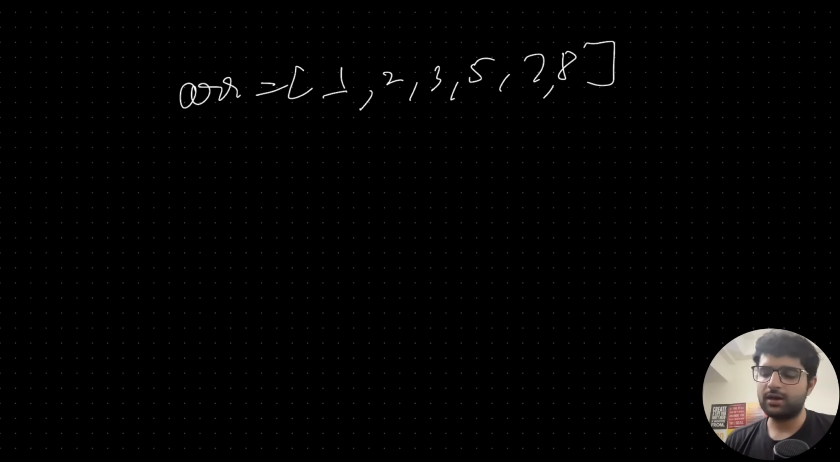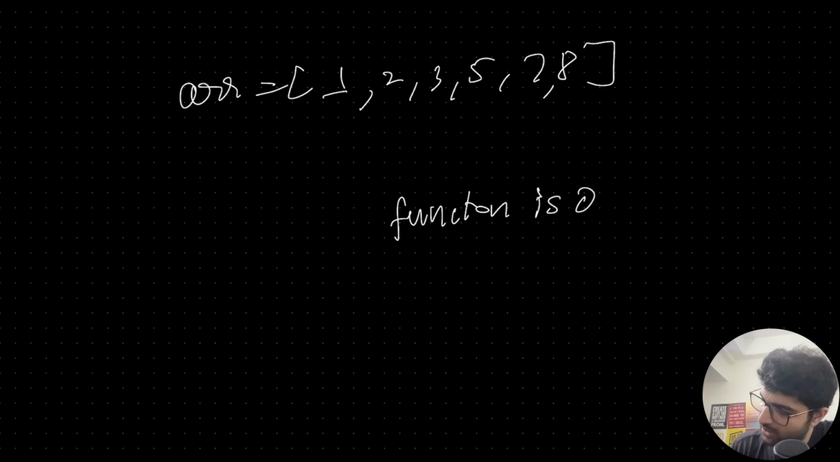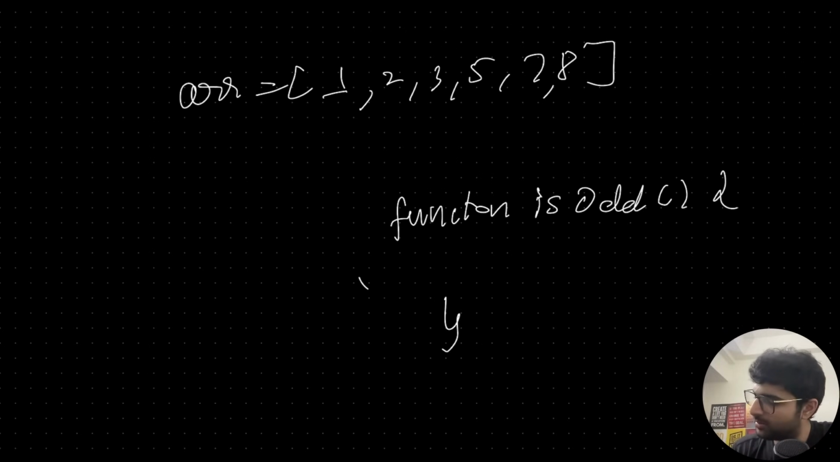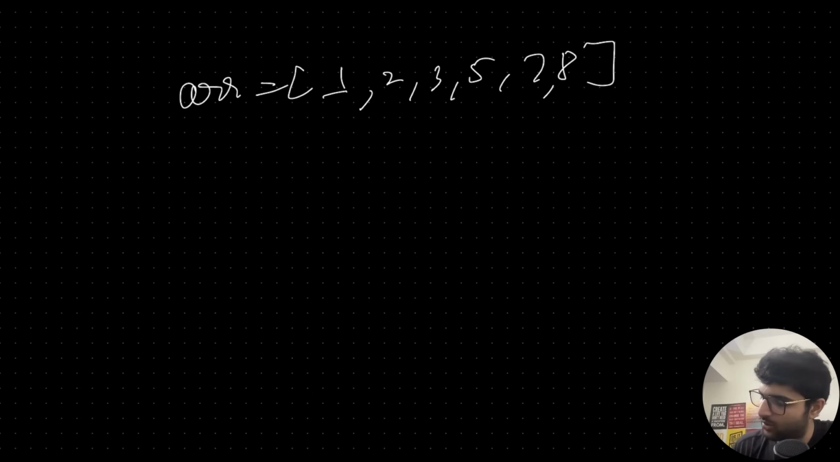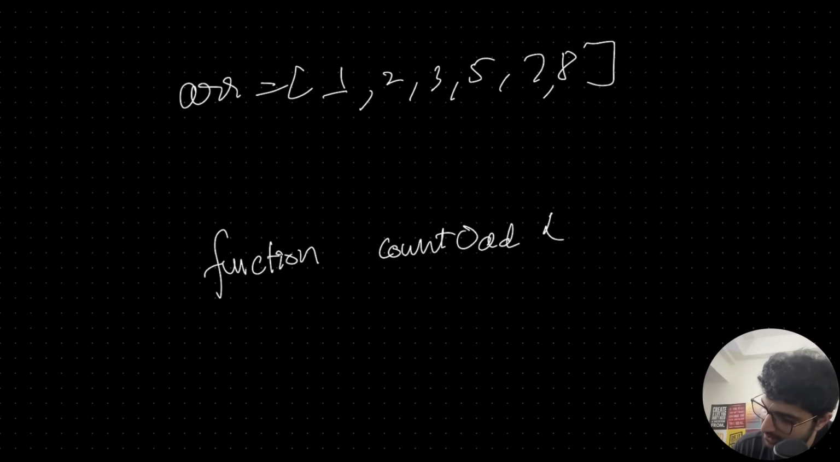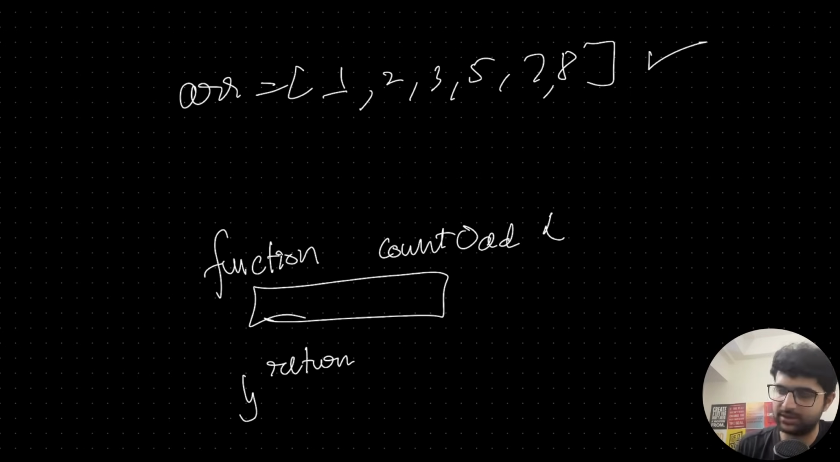Have you guys ever seen that algorithmic problem that says, okay, you have an array 1, 2, 3, 5, 7, 8, and you have to tell how many even numbers there are, how many odd numbers there are. How would you do it? Let's say there is a function called countOdd, which needs to do some operations and then finally return the number of odd variables here. How would you do it?